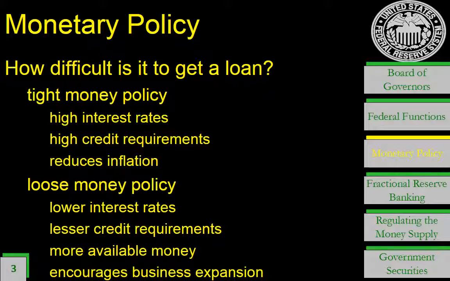So, economists qualify monetary policy into two basic categories: tight money supply and loose money supply. If the Federal Reserve is tightening the money supply, that means that they're increasing interest rates. Again, if interest rates are higher, it's more expensive to get a loan. And if it's more expensive, fewer people will be borrowing money. They also might have higher credit requirements.